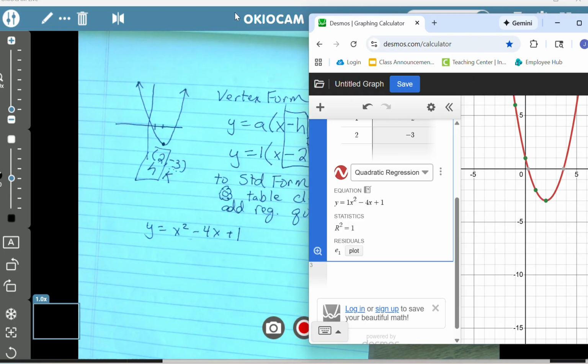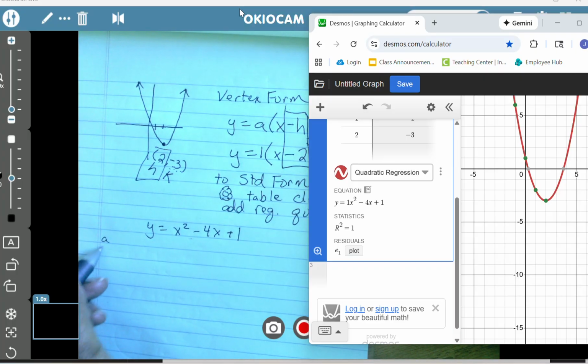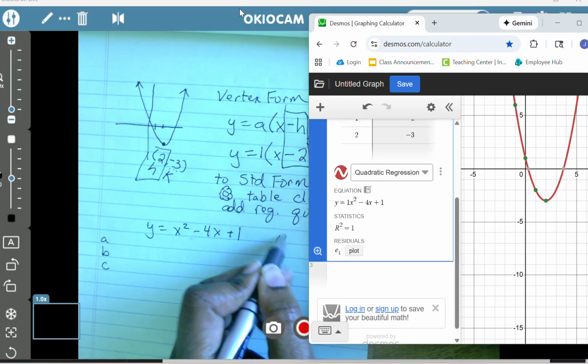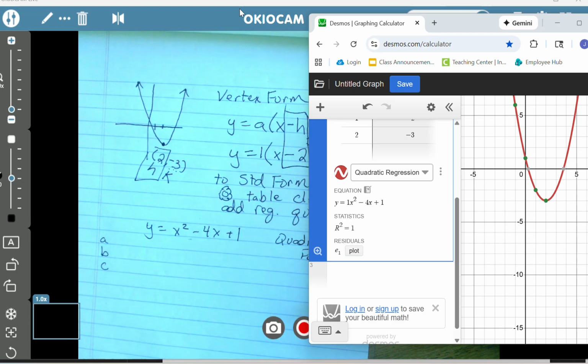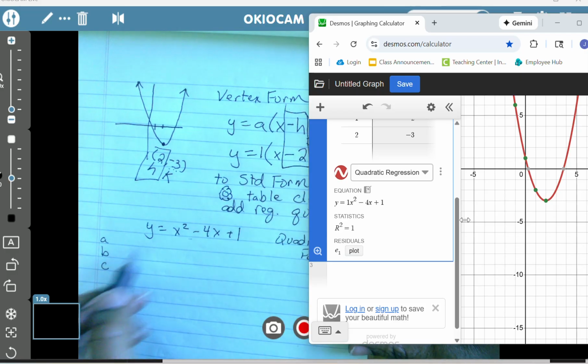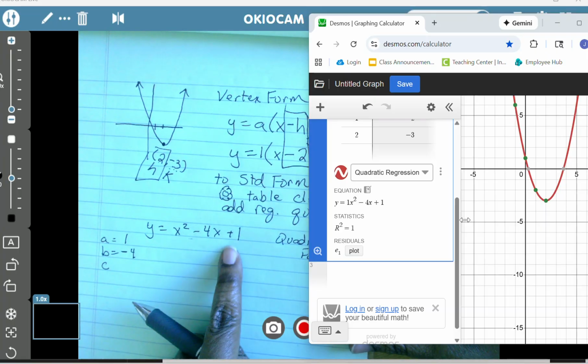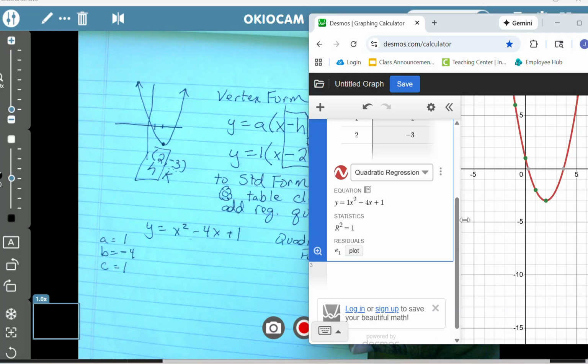Now we have the equation in standard form. From this point, we can identify a, b, and c to find the solutions using the quadratic formula. Now, these solutions are not whole numbers. So this is why we need to use the quadratic formula to determine what the solutions are. A is 1. B is -4. C is +1.